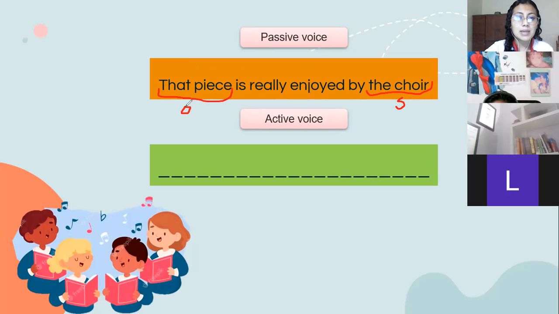Now, what is the main verb? The action verb. Enjoy. Very good. Enjoy. So as you can see here, the verb is in what? In what tense? In which tense? The verb to be. Present. In present, very good. Which means that the sentence must be in present.